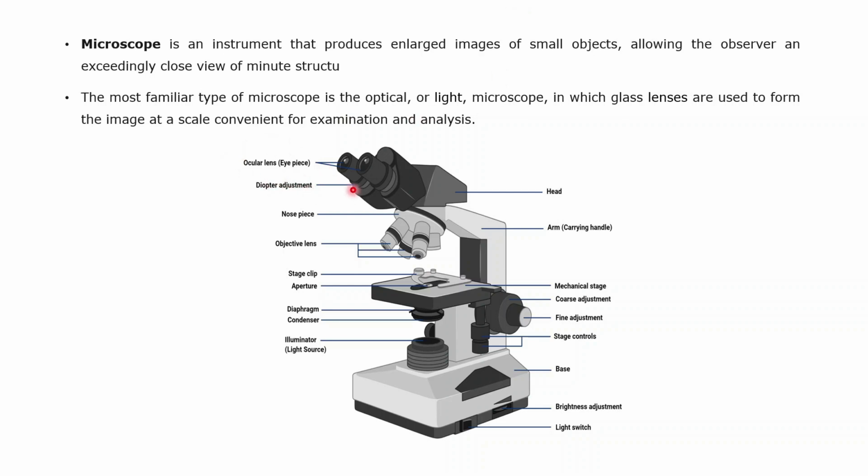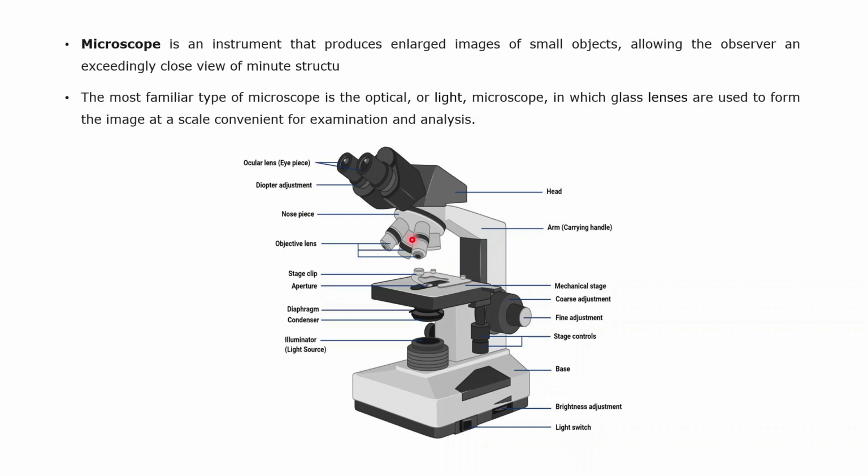Basically, underneath the eyepiece you can see that there is a dial. You can adjust the dial so that the eyepiece moves in and out so that you can view comfortably, or you can adjust the magnification of the image. And there's also a nose piece which consists of all these objective lenses. The objective lens actually consists of different types of lenses which contribute to different magnification.